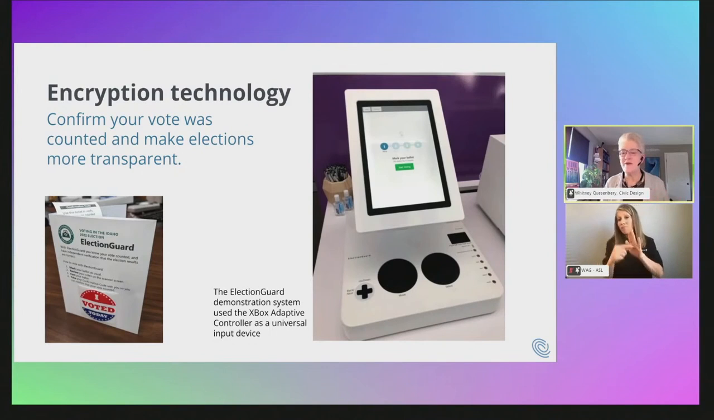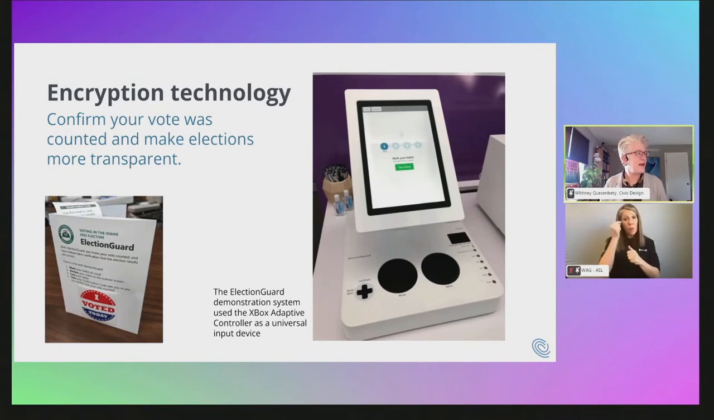Now, this was just a research prototype. It's not going to be in a voting system in your polling place anytime soon, but it does show that the same kind of work that's going into the Able Gamers work might show up in how we think about designing universally interactive systems for all kinds of things, maybe not just for voting systems, but other interactions with government.